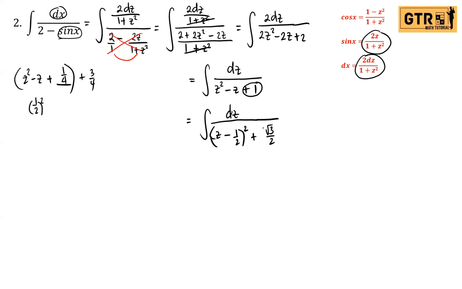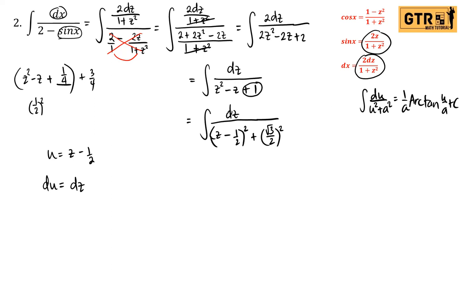So we have square root of 3 over 2 and then square. So when we square this, the answer is 3 over 4. So it is now in the form integral of du over u squared plus a squared. So the formula for that is 1 over a arctangent u over a plus c. Okay, so our u here is z minus 1/2. And then the differential du is equal to dz.